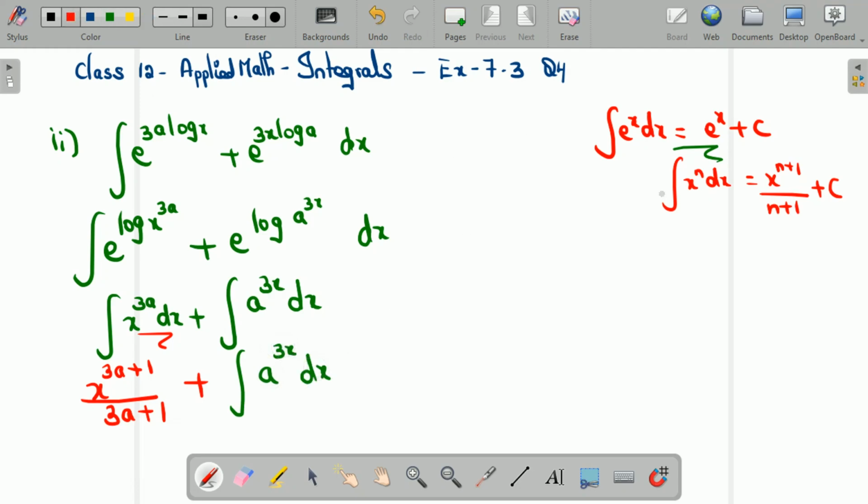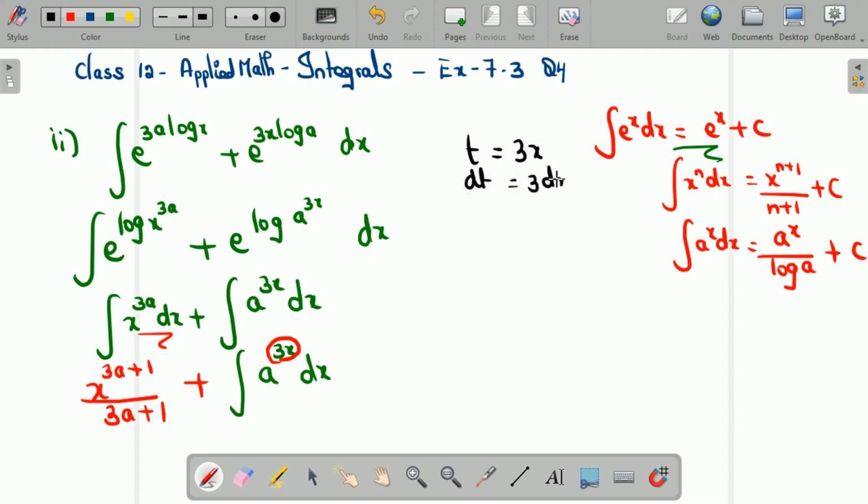Now let's write out the formula for a power x. A power x dx integration will be a power x divided by log a plus c, which means I need the 3x rewritten as a single variable. So let's make the transition. So t is equal to 3x. So dt is equal to 3 dx, or dx is equal to dt by 3. Now let's rewrite the integration. So it is x power 3a plus 1 by 3a plus 1. I didn't change the first term.